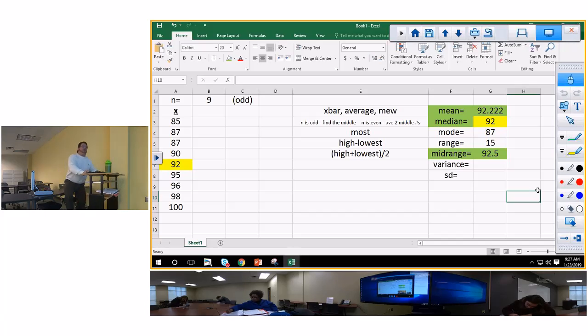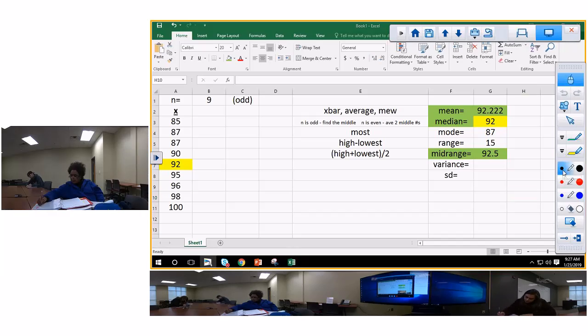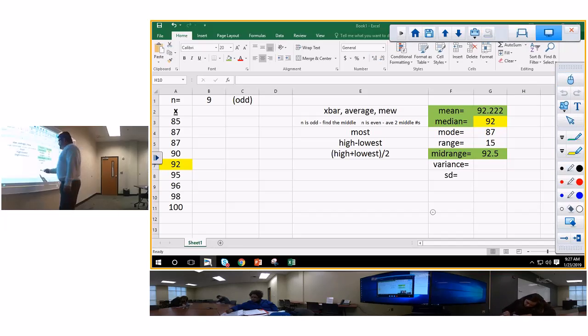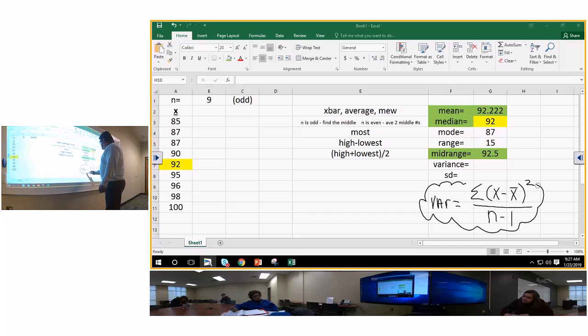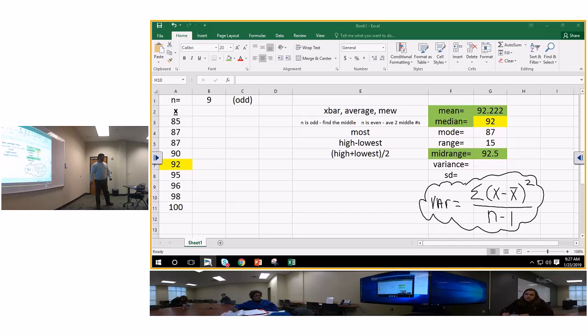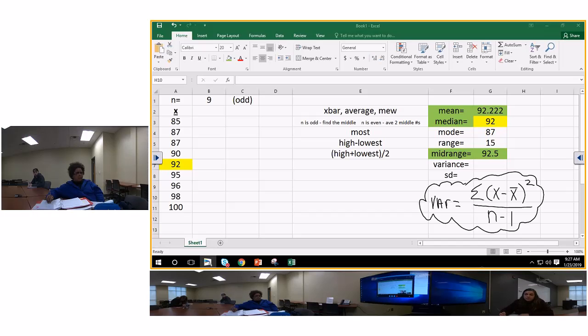Now I'm going to write down the formula for the variance, and I want you to write it down. I'm going to erase it in just a second. The variance is equal to the summation of x minus x bar, quantity squared, over n minus 1. I want you to highlight it, because you're going to need to know it, and you're going to need to read it.